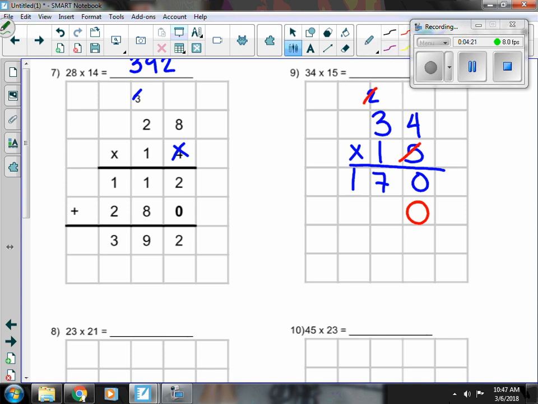Now I have the problem 34 times 1. So I'm going to multiply each number by 1, starting with this ones place down here. 1 times 4 is 4. 1 times 3 is 3. And because I have all my parts, I can now add them together. 0 plus 0 is 0. 7 plus 4 is 11. And 3 plus 1 plus 1 is 5. So we end up with 510.